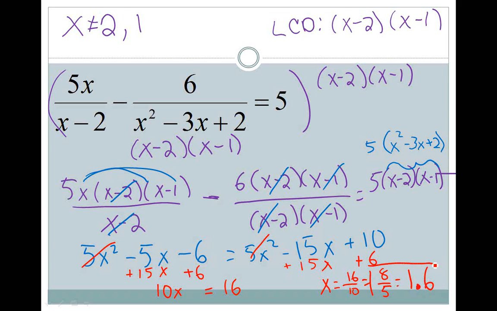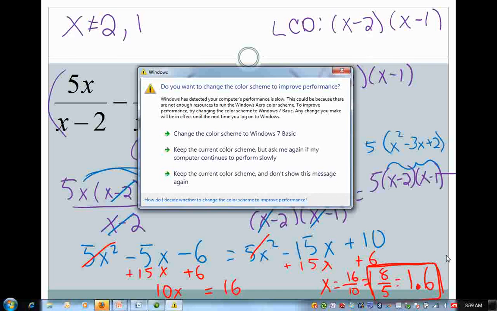But remember that 8 fifths is fine. We don't have to convert to decimals. And that solution works out. So don't be nervous about fractions. We always tend to be a little nervous. But check your answer. Make sure that it makes sense and that it works. And then you can feel confident that you have the right solution.